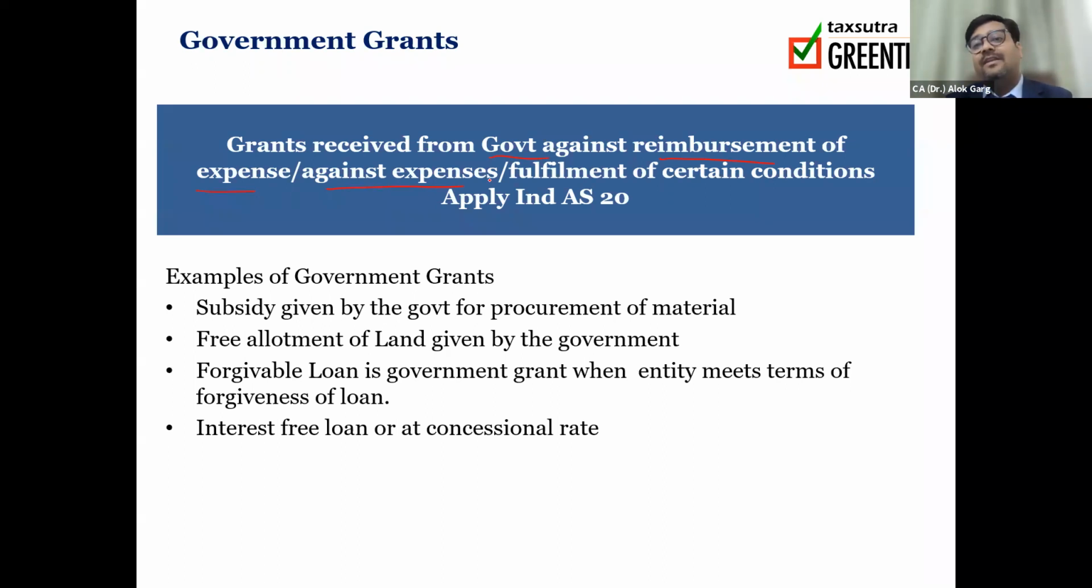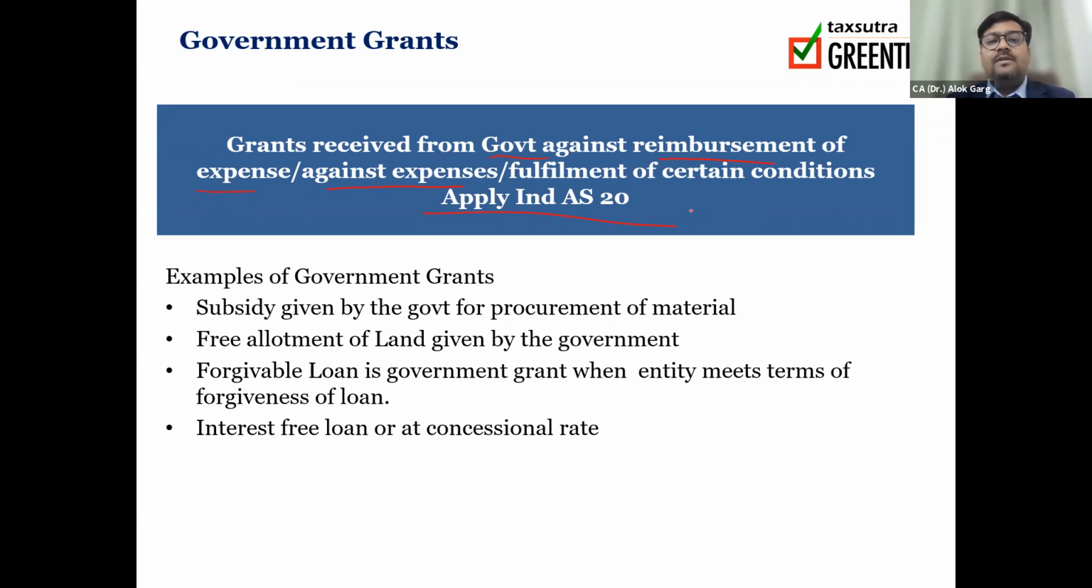Or fulfillment of certain conditions, or when you will fulfill some condition, or when you have already fulfilled some condition, then we are providing you some government grant. For example, you are ready to inaugurate, you are ready to install or start your operations in rural area, so we are providing you a land. Okay, you have not incurred any expenses, you have started your operations, and that is why we are providing you land free of cost or at a subsidized rate, because you are fulfilling some certain conditions which is given by us. Okay, in all these cases we need to apply Ind AS 20, which is nothing but accounting for government grant and disclosure of government assistance.